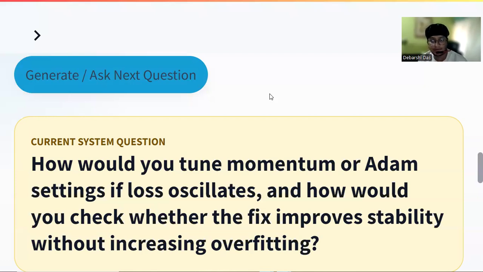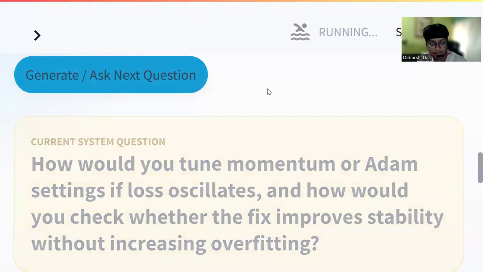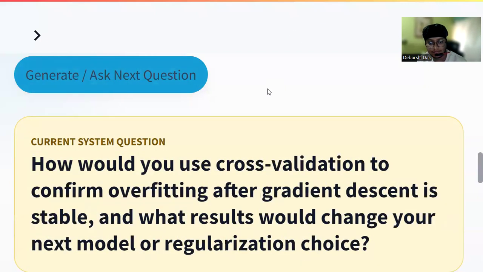Okay, let's get to the next one. How would you use cross-validation to confirm overfitting after gradient descent is stable? And what results would change your next model or regularization choice?